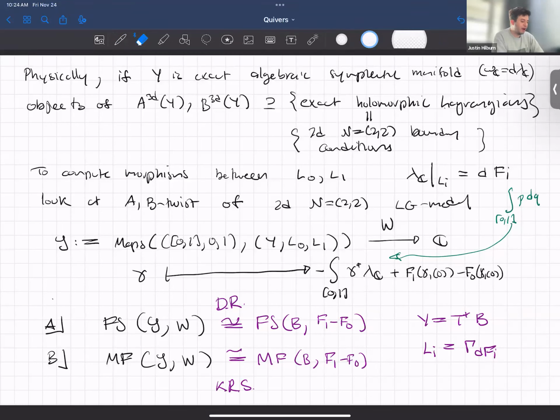So what you find is that in order to make this LG model on this path space well defined, you need to impose holomorphic Lagrangian boundary conditions. And that analysis basically tells you that the objects of these two categories are going to be exact holomorphic Lagrangians.